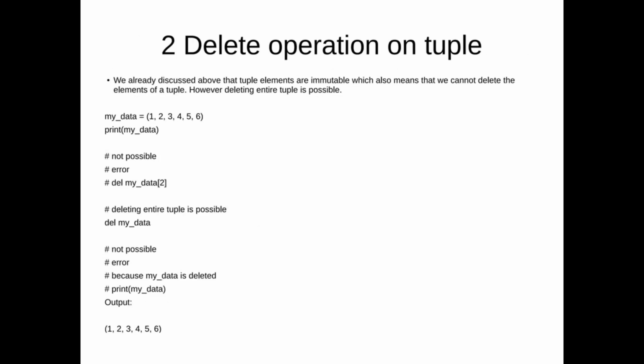Delete operations on tuple. Now I want to delete the tuple elements. We cannot delete the elements of a tuple. However, deleting an entire tuple is possible. Here, my data is assigned in the tuple, then print of my data. The error should be displayed because deleting is not possible. We cannot delete the elements in the tuple.